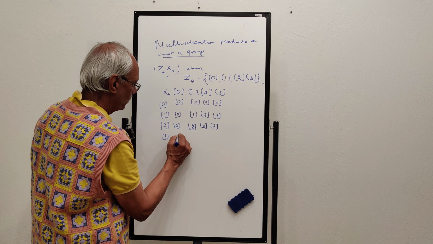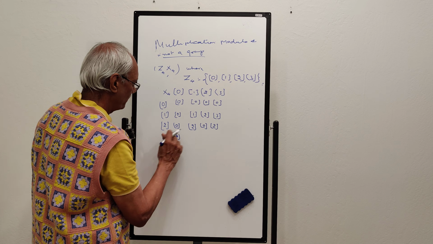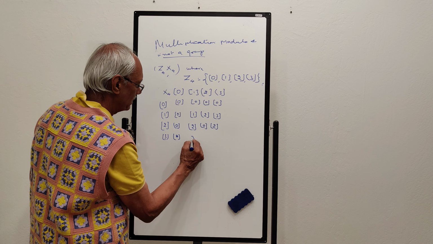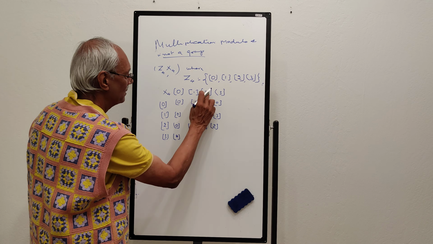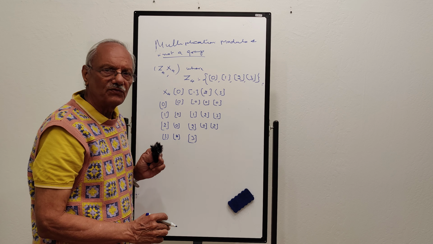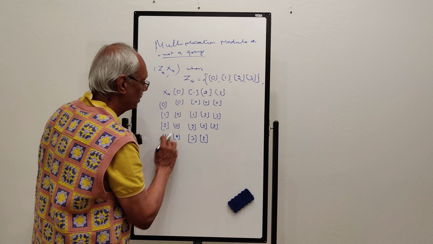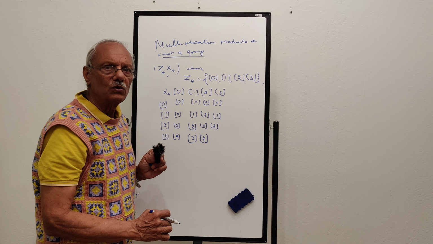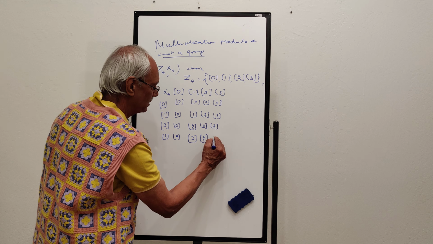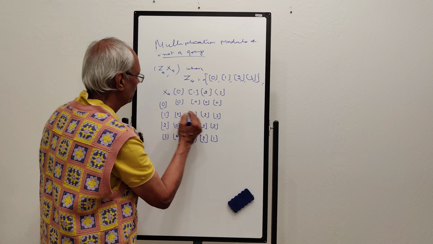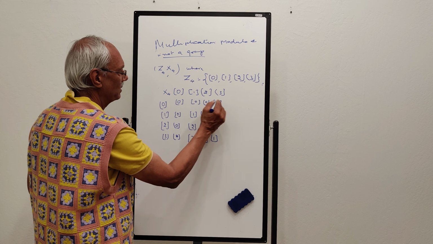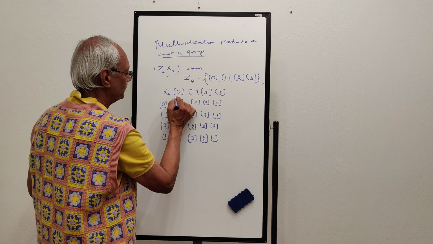3 into 0 is 0. Then 3 into 1 is 3. 3 into 2 is 6, that is 4 plus 2, so you are getting 2. 3 into 3 is 9, so 2 fours are 8 plus 1, so this is 1. So this is the table that we get.